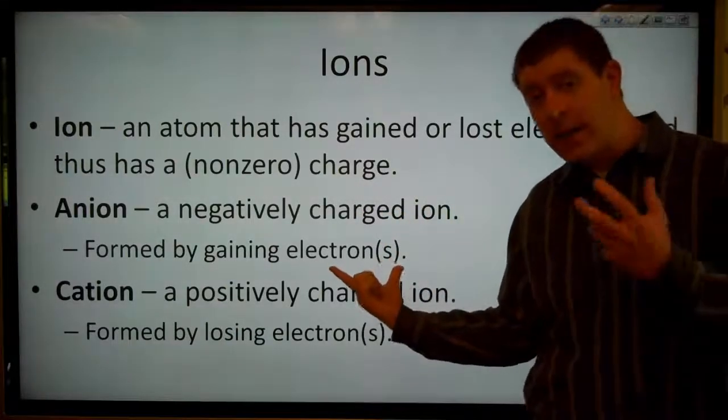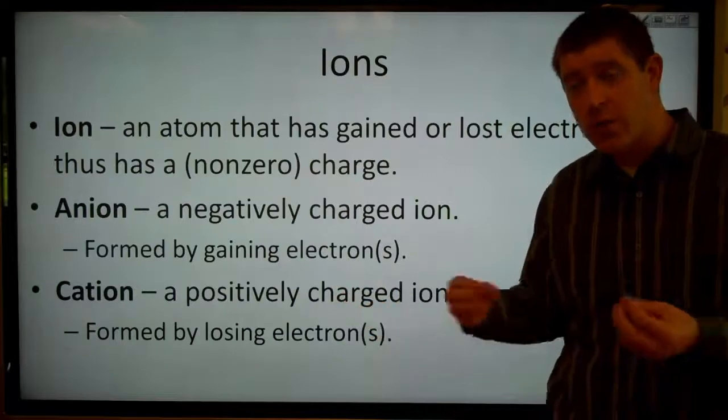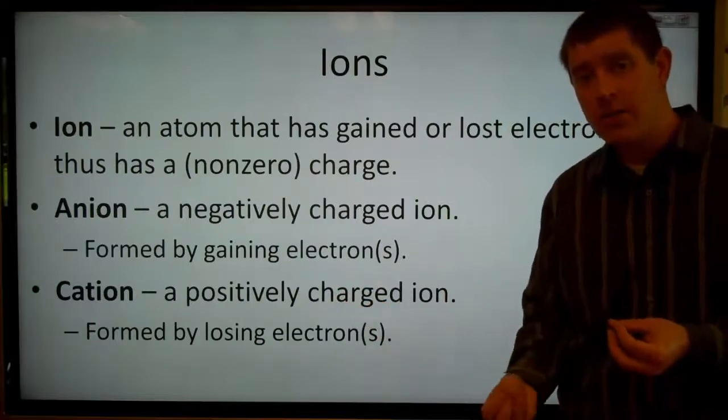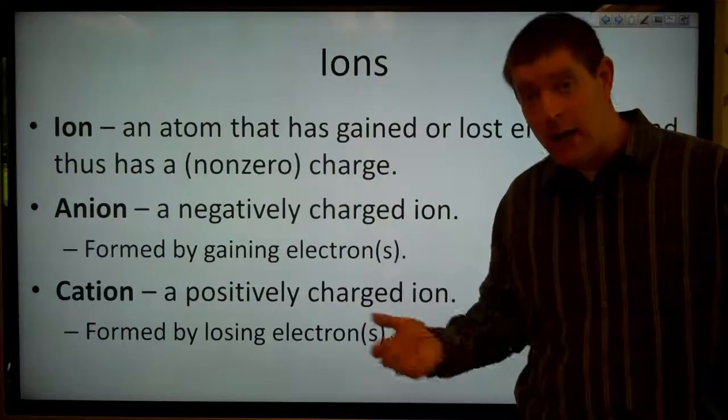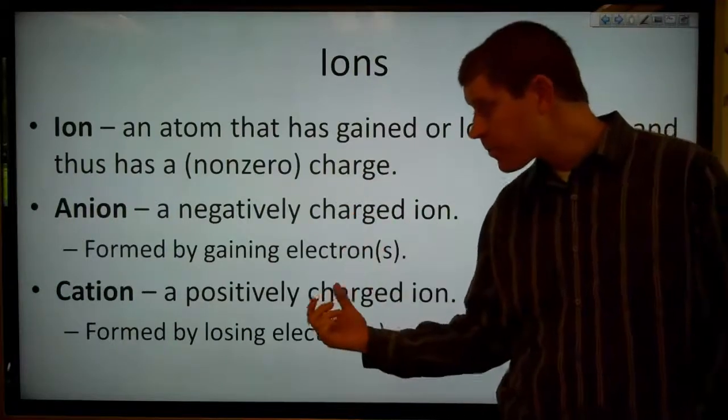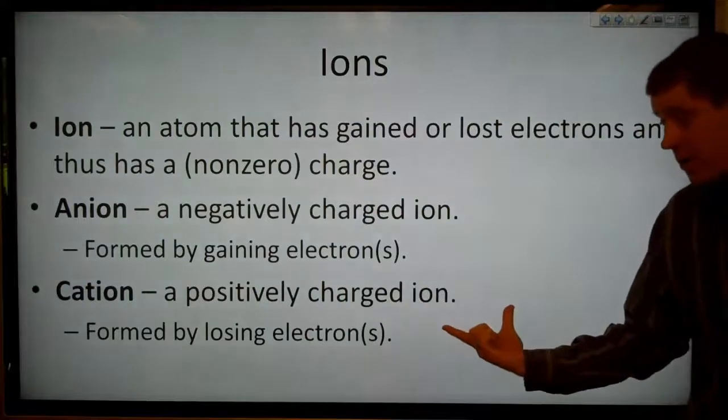This is formed by gaining electrons. Remember, an electron is negatively charged. So if we gain electrons, we're gaining negative charges. So we'll get an ion that has a negative charge. We'll get an anion.